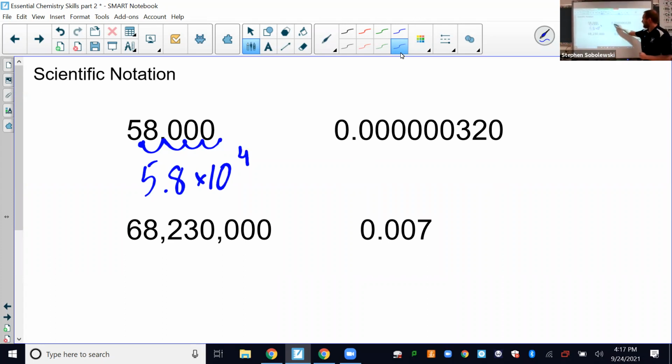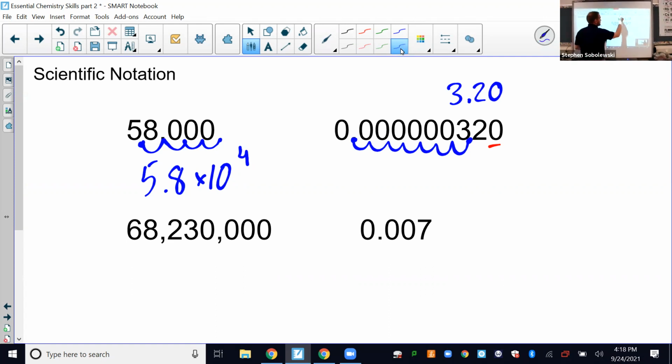Over here on the right, I'm going to grab this decimal point and move it 1, 2, 3, 4, 5, 6, 7. I'm going to end it right there, 7 times. That gives me 3.20. Yes, I'm going to include that 0 because that 0 is a sig fig. These other zeros, these leading zeros, are not sig figs. So 3.20 times 10 to the -7th.